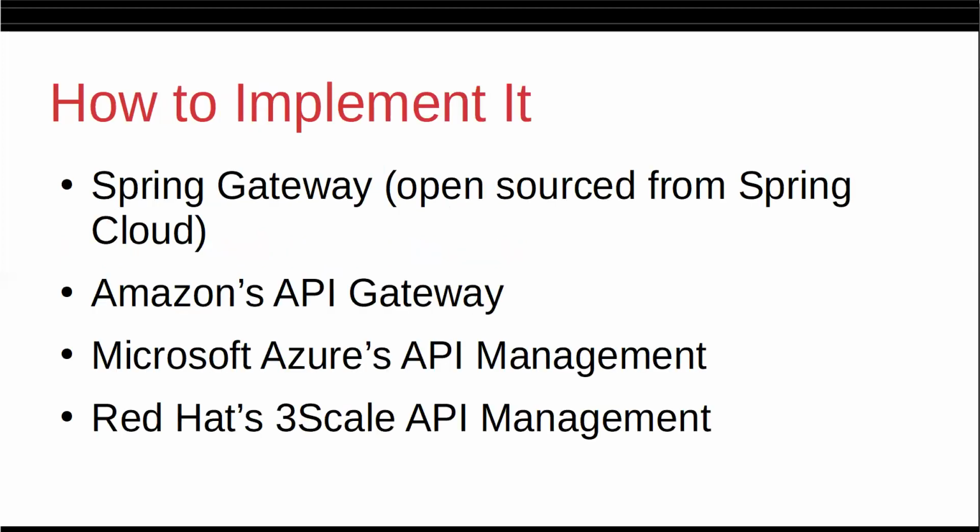How to implement it? Today, the most popular available implementations to realize an API gateway solution are Kong, which is open source, Spring Gateway, open source from Spring Cloud, Amazon's API Gateway, Microsoft Azure's API Management, and Red Hat's 3scale API Management.